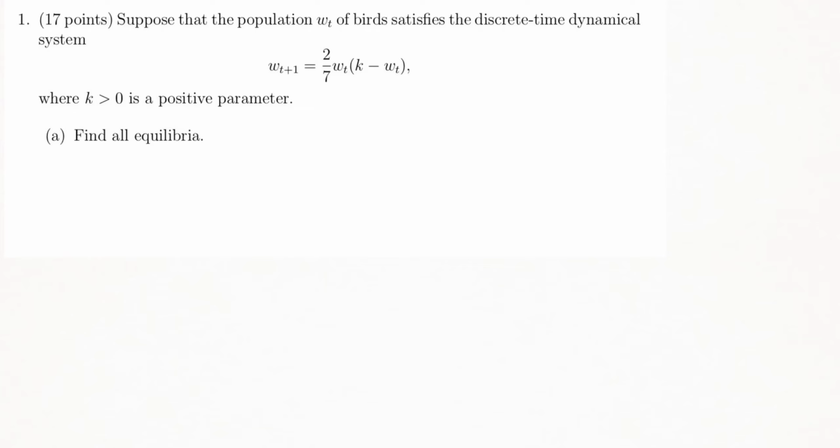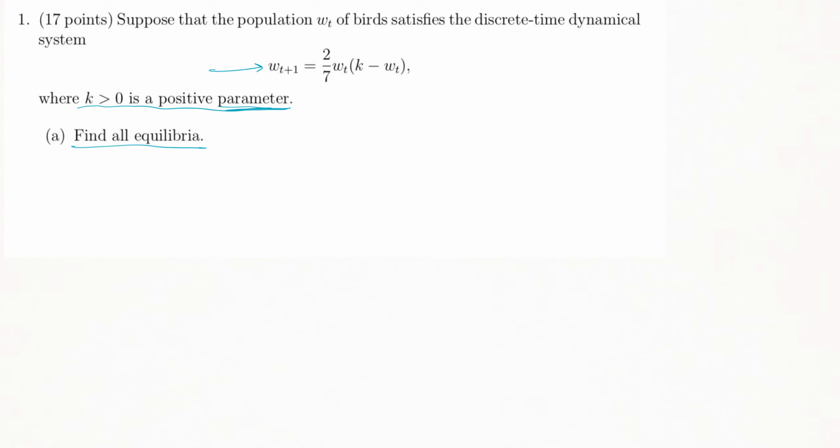Part A of question 1 gives us a discrete time dynamical system, a DTDS, and it wants us to find all the equilibria here. This k greater than 0 is a positive parameter. It isn't going to be of real importance to us on this, other than the fact that anything they talk to us about as being a parameter is a constant.